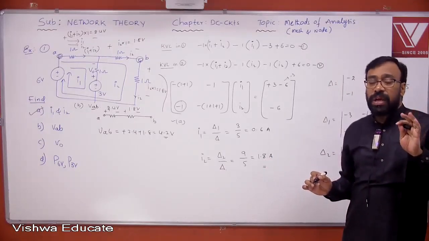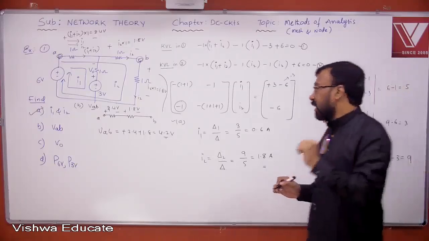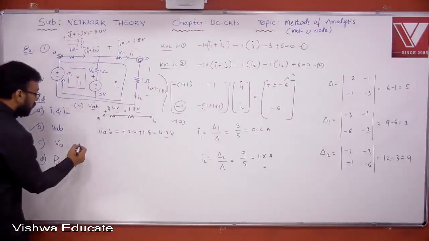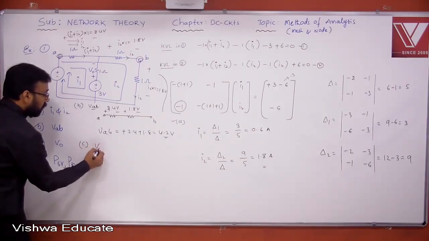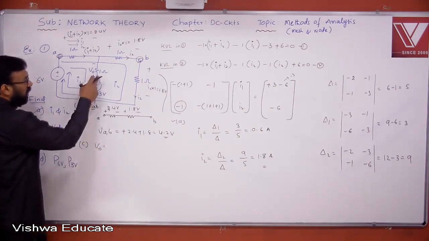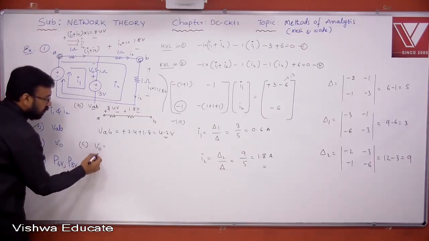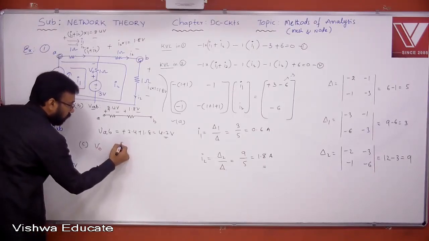Don't worry about that. Okay, but look for always the shortest path. That's better always. So you got this. Now, see, V0. What is V0 actually? The voltage across 1 ohm. You can see here, voltage across 1 ohm.